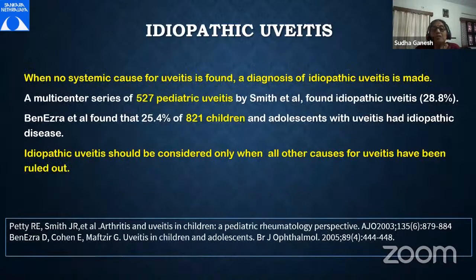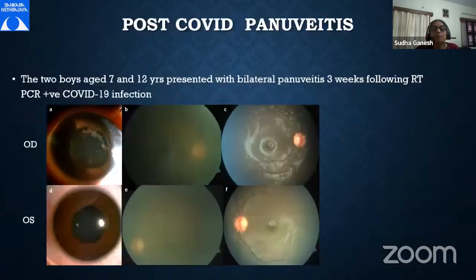When do we label uveitis as idiopathic? When no systemic cause is found. A multicenter study by Smith et al. of 527 patients found 28.8% had idiopathic uveitis. Benezra analyzed 821 children and found 25.4% having idiopathic disease. So idiopathic uveitis should be considered only when all other causes of uveitis have been ruled out.